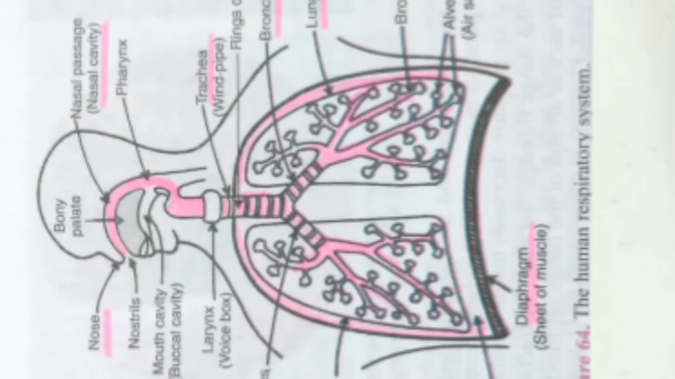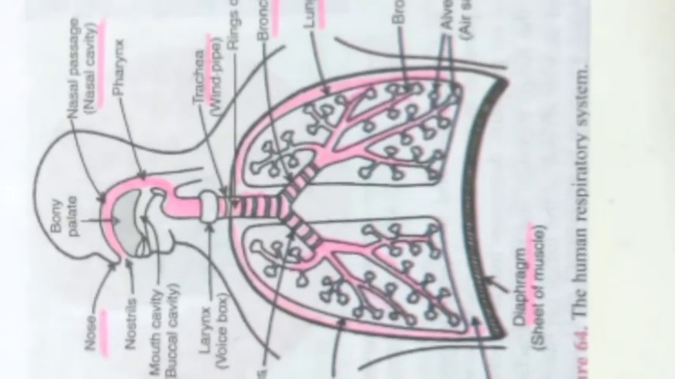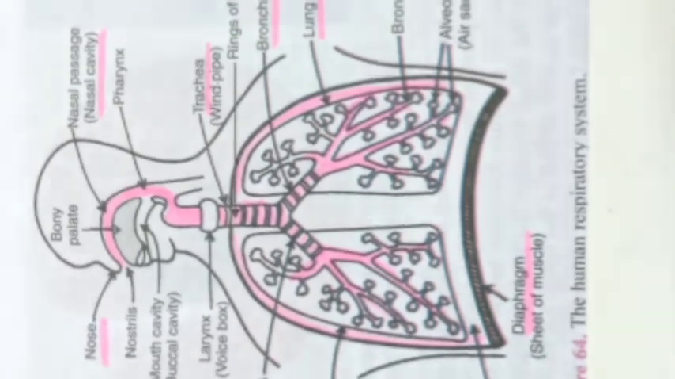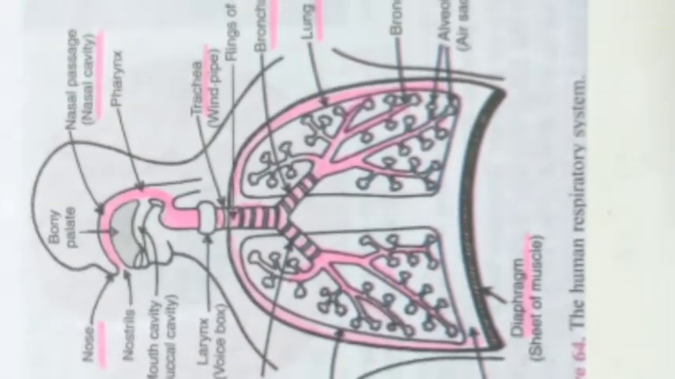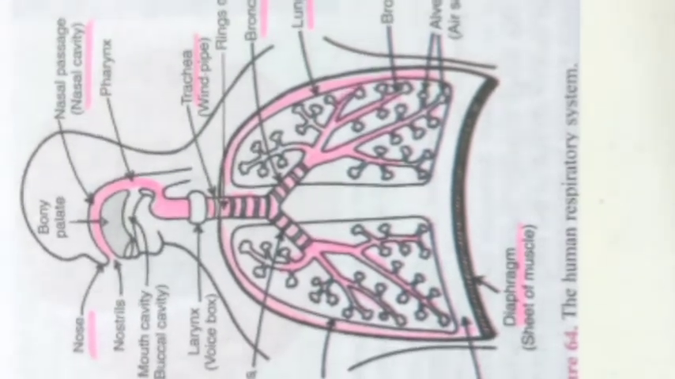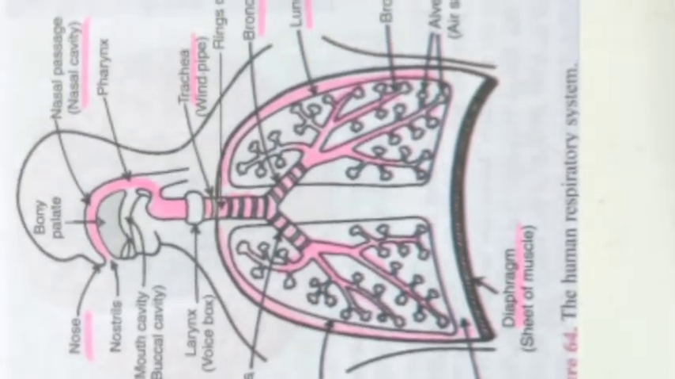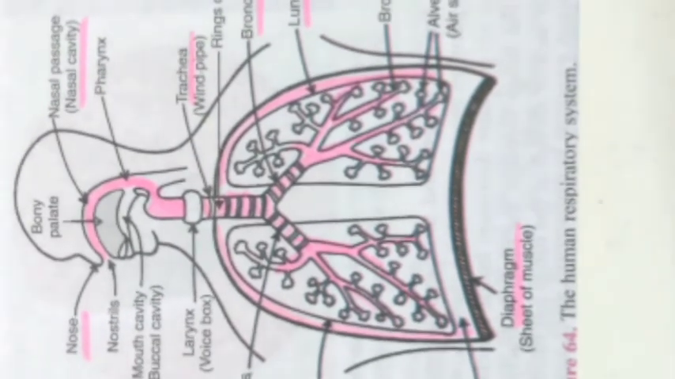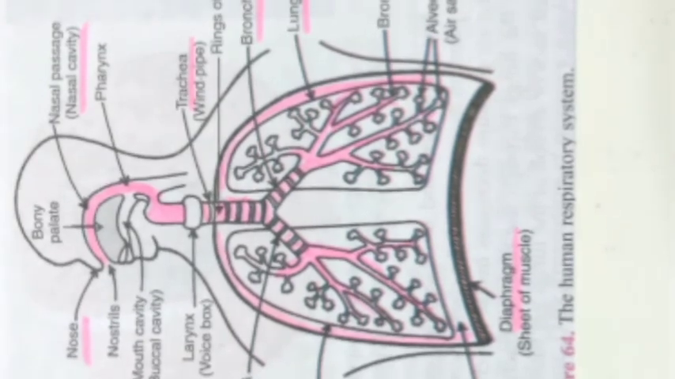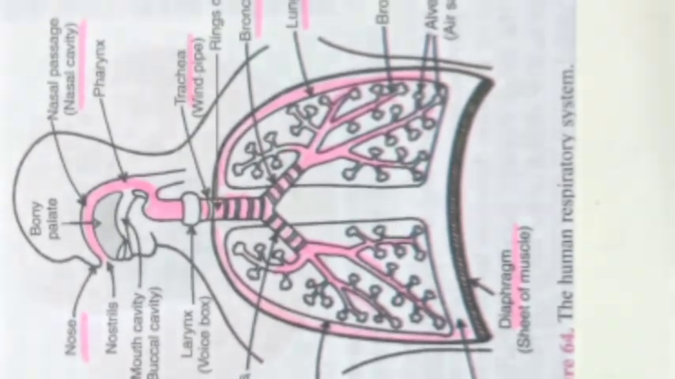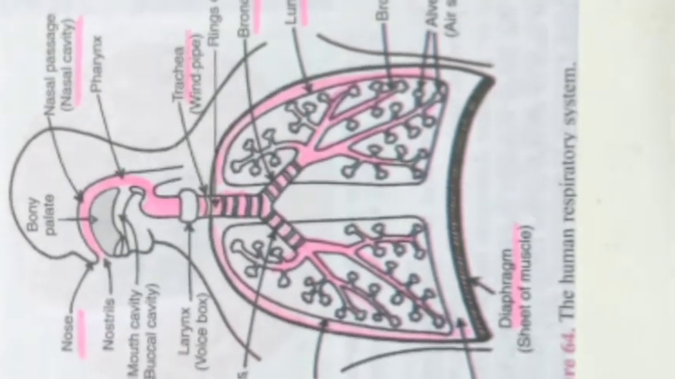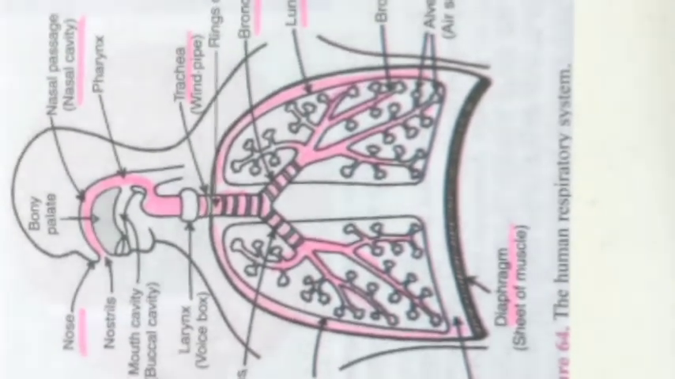The trachea is connected to the esophagus or the food pipe, which leads into the digestive system. A cartilaginous flap called epiglottis guards the entrance to the trachea. When we swallow some food or drink water, the epiglottis covers the trachea to prevent food or water from entering the respiratory tract. The trachea, which is termed as the windpipe, extends to the thoracic cavity.